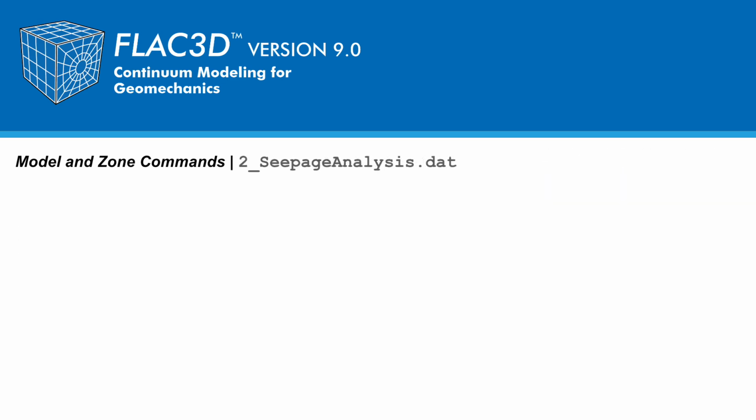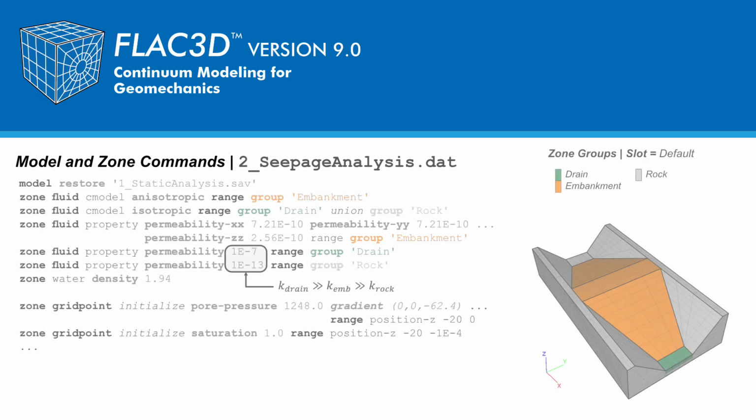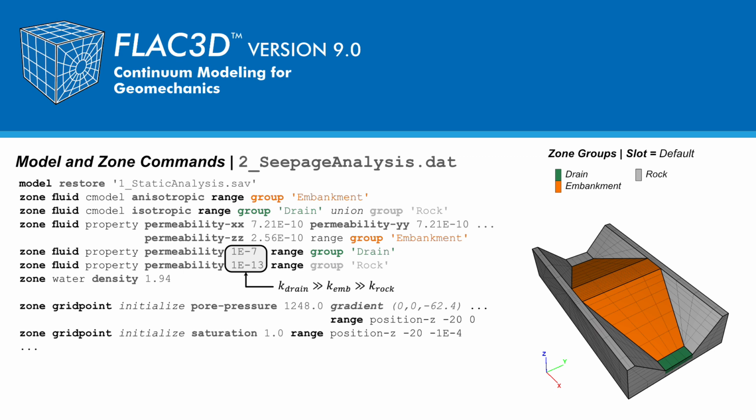The next data file, 2_seepage analysis, will be discussed now, where the pore water pressures due to the reservoir will be computed in the embankment, drain, and rock. The first command in the data file will be model restore 1_static_analysis.sav, so that the previous save state is restored.